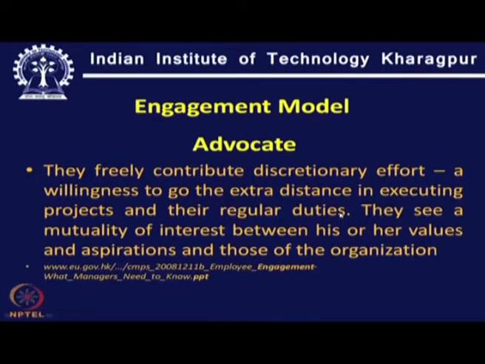So, that is committed. When you are talking of the engagement model, the last stage, which is the advocate stage, they freely contribute discretionary effort, a willingness to go that extra distance in executing projects and regular duties. They feel a mutuality of interest between his or her values and aspirations and those of the organization. So, when I can identify myself with the organizational self, and we find there is a map of our values and aspirations and the organization's aspirations, and we voluntarily give something extra to the organization, though nobody has forced us to do anything, that stage is called the advocacy stage of the engagement model.